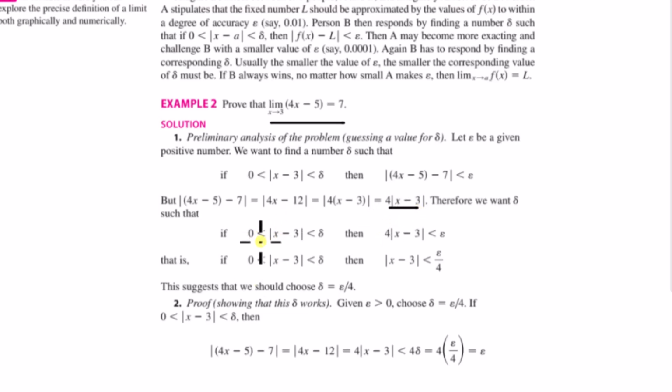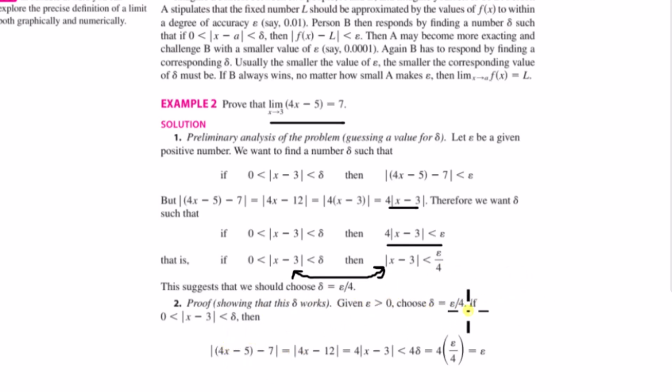Now they restate the problem. They say the absolute value of x minus 3 is between 0 and delta, and once again they state what we've introduced, and then they divide both sides by 4. And the key is that these two are the same. So we're trying to find a number delta. Let's set delta equal to epsilon over 4 and see if that works. So we're going to choose delta equal to epsilon over 4.